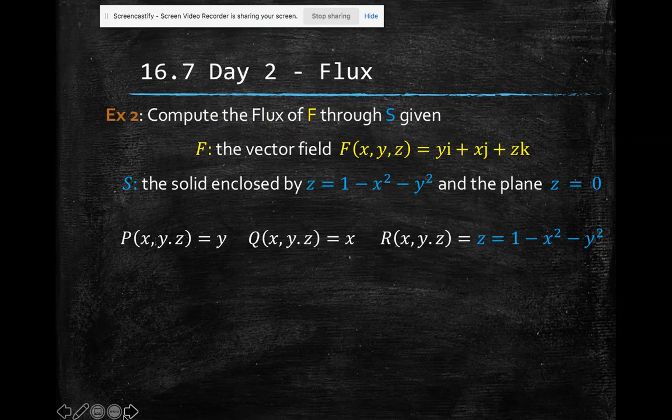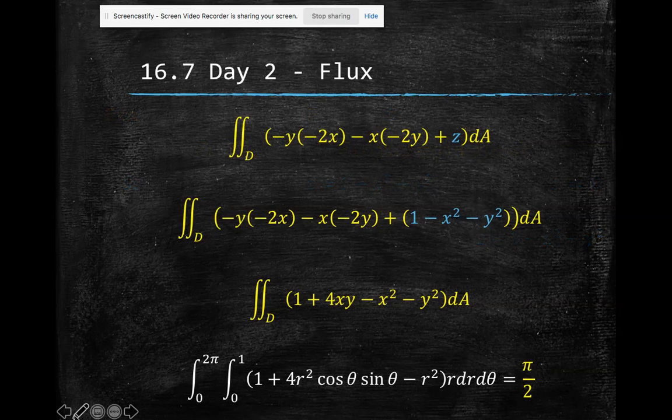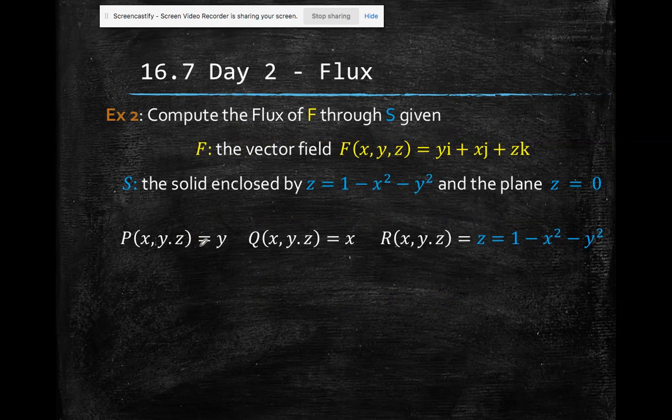All right, let's look at this one. Example 2, compute the flux. Solid enclosed by this shape, 1 minus x squared minus y squared, and the plane z equals 0, right? So bounding it again at the bottom. Sorry, didn't mean to flip there. Notice this time I gave you, right? Kind of obvious to start with P, Q, and R. Again, notice that Z is right there. So that's where I got my Y, my X, and my Z.